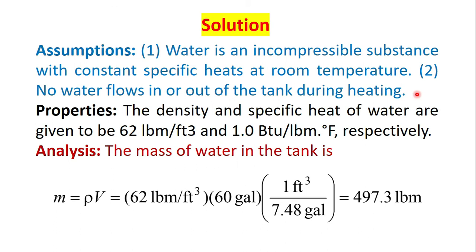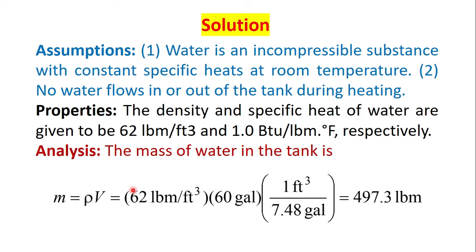The properties that we are going to need in solving this problem include the density of the water and the specific heat of the water, which are given in the question statement. That is 62 pounds per feet cubed, which is the density, and 1 BTU per pound per degree Fahrenheit, which is the specific heat of the water.